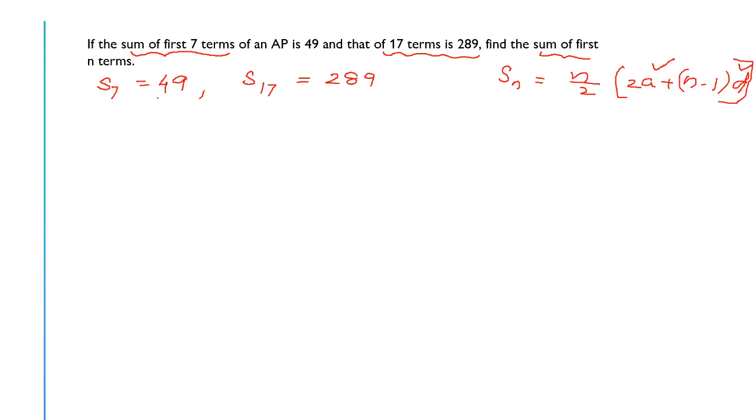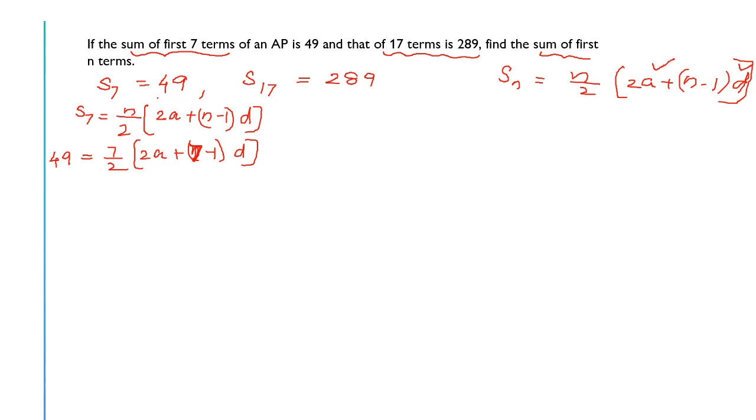S7 equal to n by 2 into 2a plus n minus 1 into d. Because it is 7, we have to put it as 7 by 2. 49 is equal to 7 by 2 into 2a plus n minus 1 into d. N is 7, so 7 minus 1 into d. So what do you get here? 49, 2 you can take to the other side. What do you get?